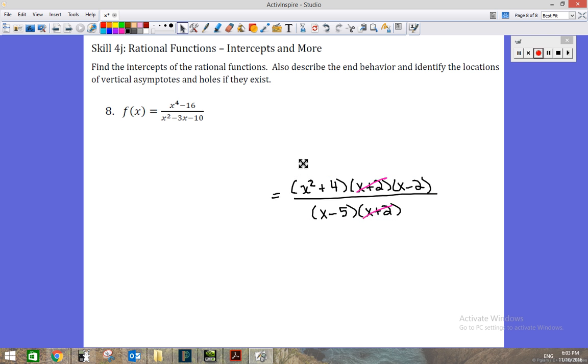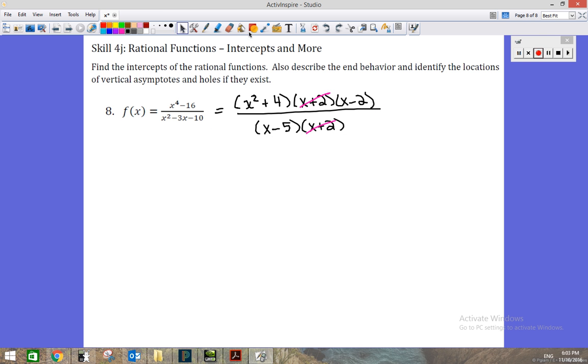For vertical asymptotes, we focus our attention on the denominator after we've reduced the fraction. X minus 5 is the only factor left in the denominator after we've reduced it. So there's one vertical asymptote, and it's the line x equals 5. Because I set that equal to 0 and solve, right?